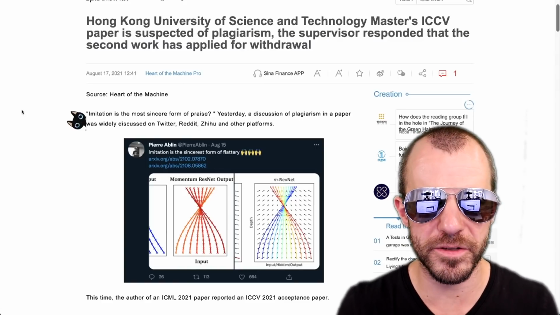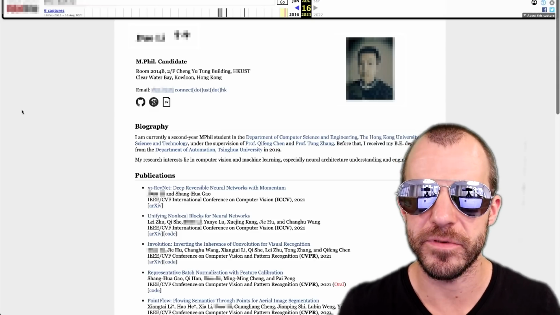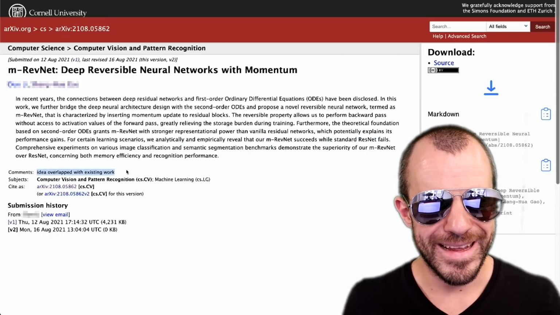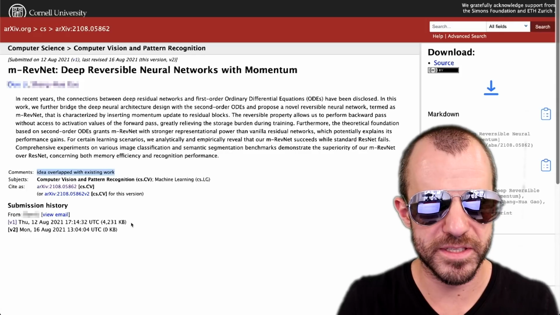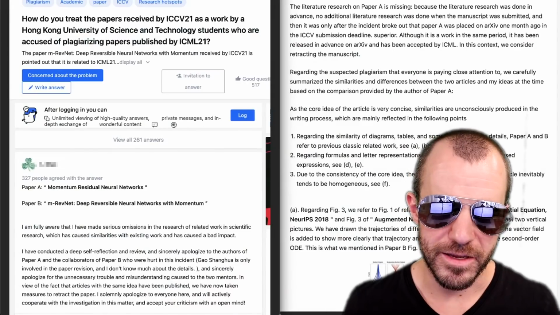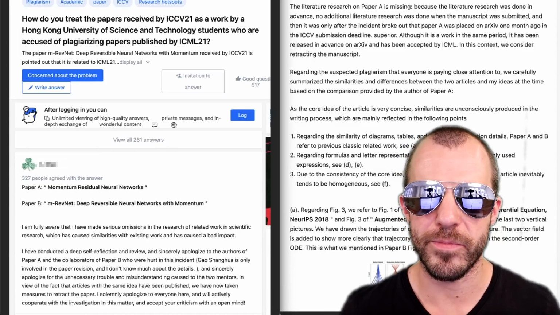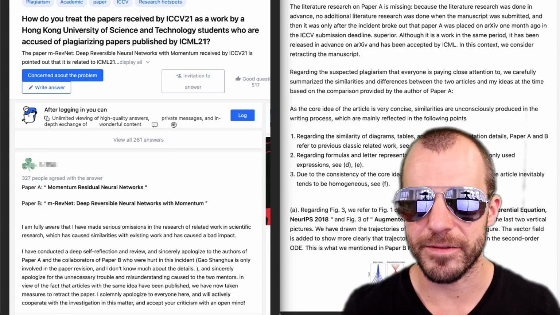And the first author responded by taking their personal homepage offline, though you can still access it via the Internet Archive, and retracting the paper from arXiv with a comment given, "idea overlapped with existing work." Yet by the rules of arXiv, a retracted paper is still visible. If you simply go to V1 of the paper, you can see the original version. The first author then went on social media and issued a somewhat apology, saying that he made serious omissions by this and that he conducted the literature review for the paper before the other paper was out and didn't notice at the time of publication that the ideas overlap.